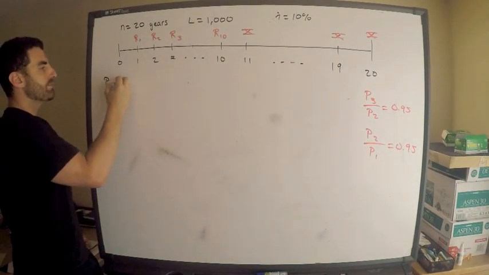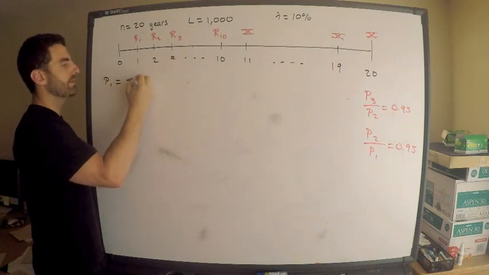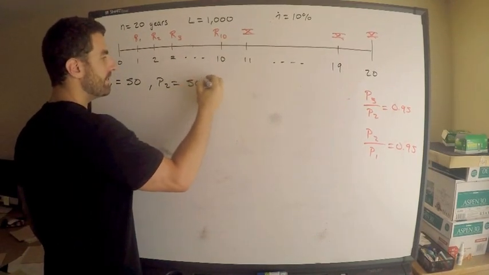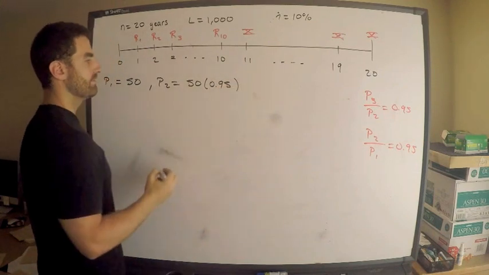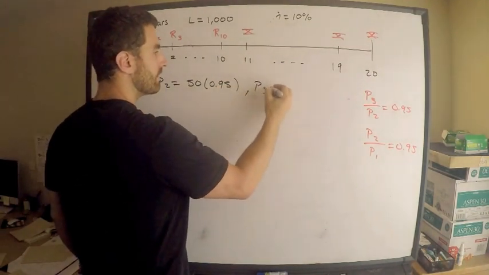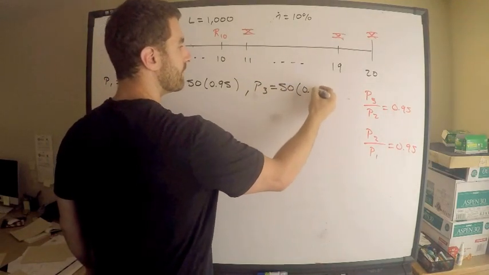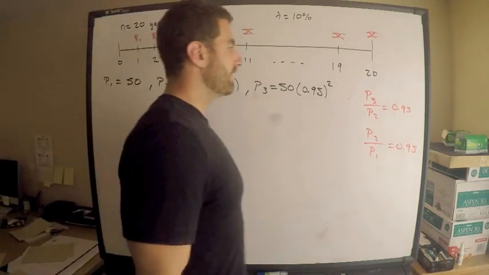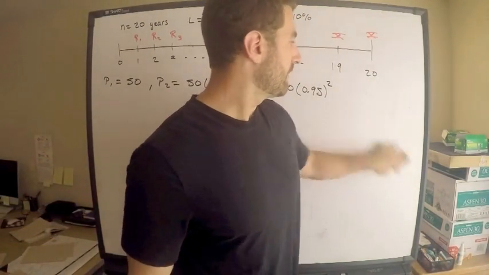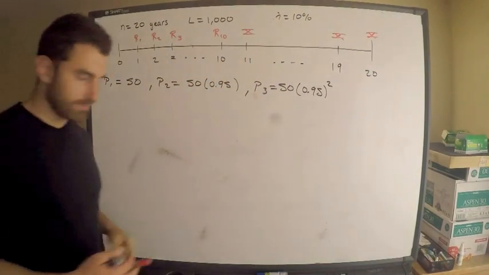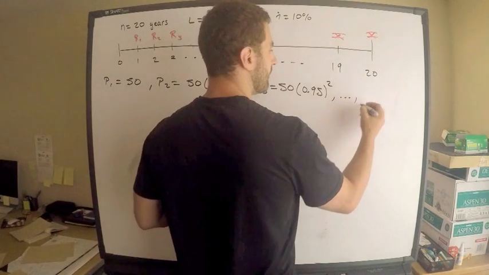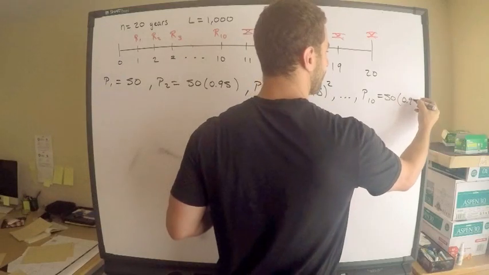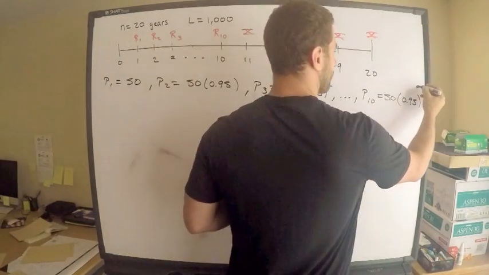P1, the principal portion of my first payment, is 50, clearly. P2, though, is equal to 50 times 0.95. P3 is equal to 50 times 0.95 squared. Keep going. Recognize the pattern. Hopefully your pattern recognition skills are pretty good at this point. Go all the way to the principal portion of the 10th payment. What's the principal portion of the 10th payment? Well, according to this pattern, it is 50 times 0.95 raised to the 9.